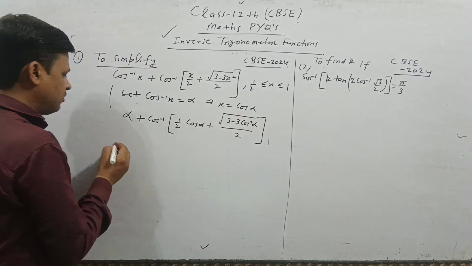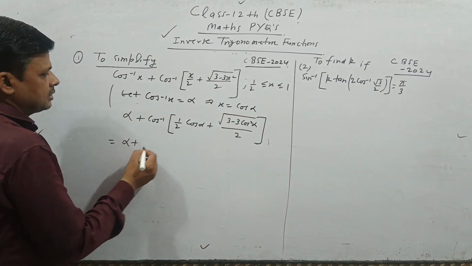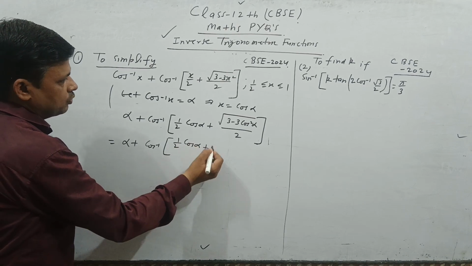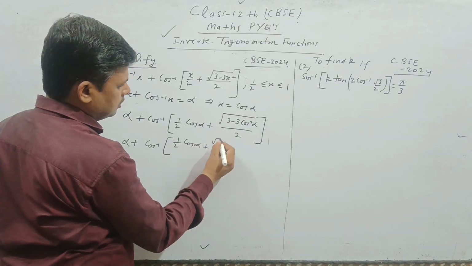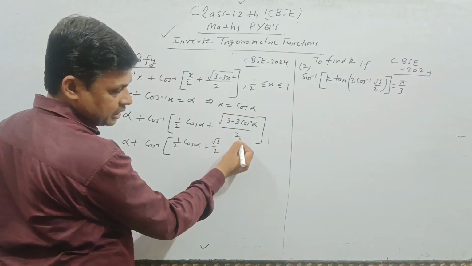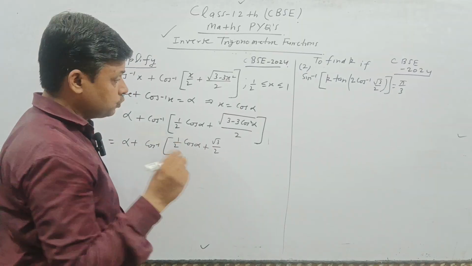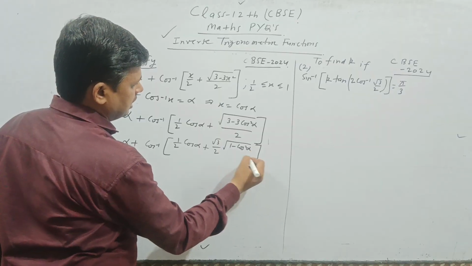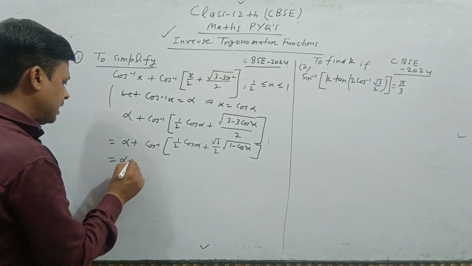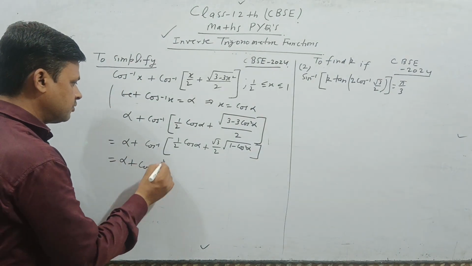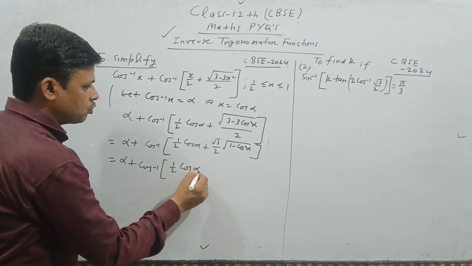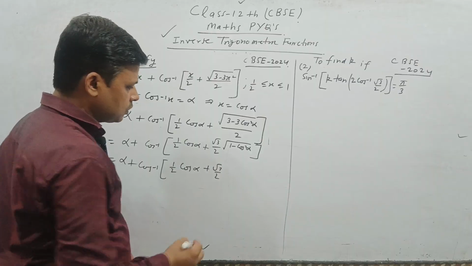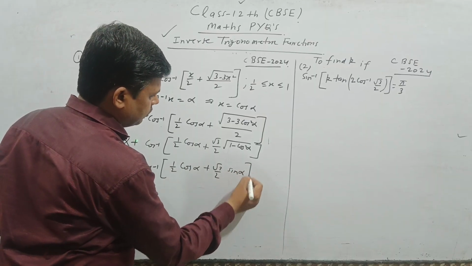So that will become alpha plus cos inverse of 1 by 2 cos alpha. You can take root 3 common, so root 3 here with 2 in the denominator. So it is root 3 by 2 root of 1 minus cos square alpha. So that will become alpha plus cos inverse of 1 by 2 cos alpha plus root 3 by 2. And what is root of 1 minus cos square alpha? It is sine alpha.